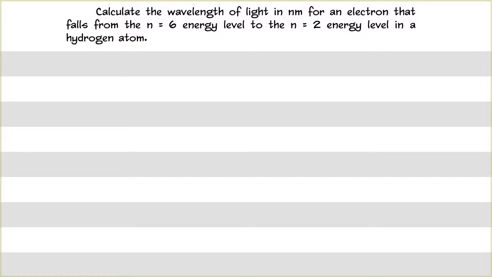Okay, here's a typical problem. We've got an electron going from n equals 6 to the n equals 2 energy level of a hydrogen atom, and we're being asked to calculate the wavelength in nanometers. The first thing you want to do is go ahead and write down the Bohr equation. And the Bohr equation looks exactly like this.